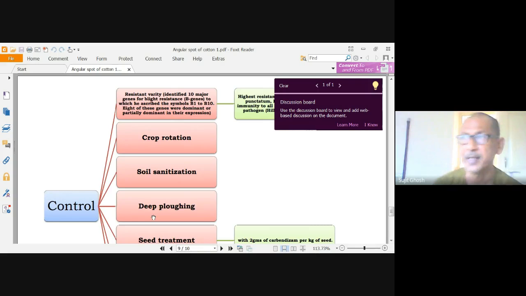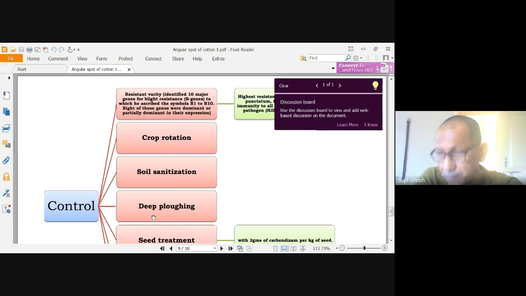Third, soil sanitization. If you fumigate the soil or apply heat to the soil, then this bacteria will die easily. Deep plowing: if you go for deep plowing, then automatically the upper aerobic bacteria go downwards towards the anaerobic zone, so the bacteria will die within a few days.